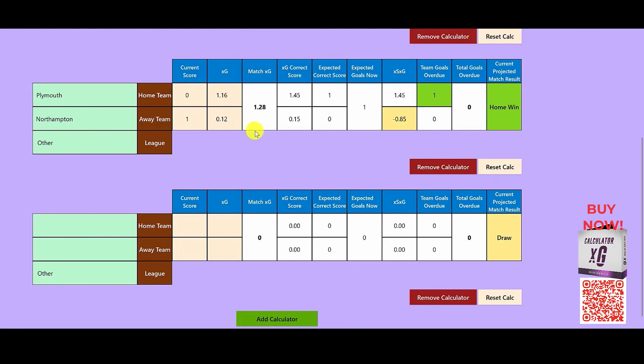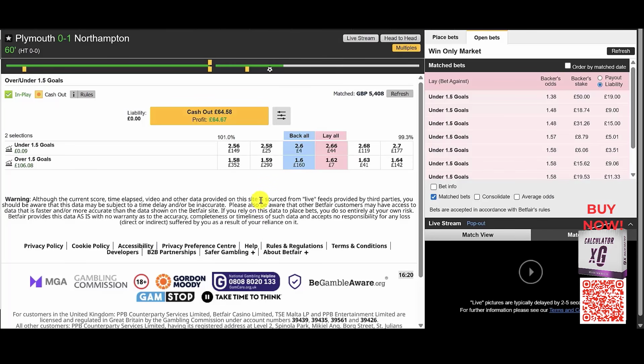It's obviously a big ask now for 2 goals to turn it around. But we're still looking at team goals overdue, 1 in favour of Plymouth. So we're still expecting Plymouth to get on the score sheet. We're still expecting another goal in this one. So we're going to let this run and let's try and get that second goal in this one. If we do, we're going to land £106 of profit.